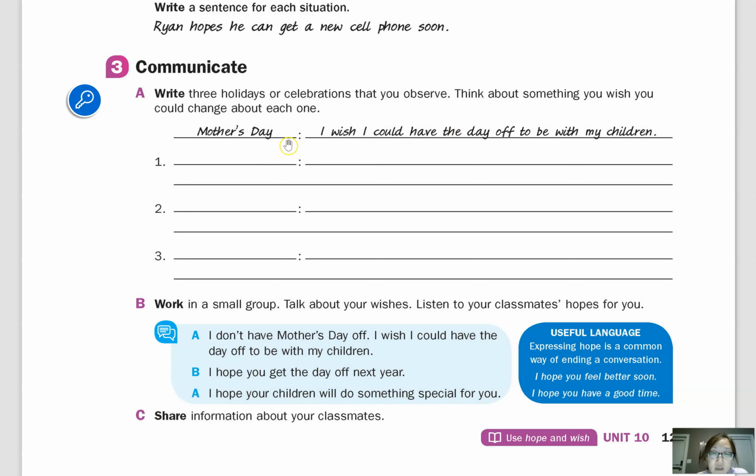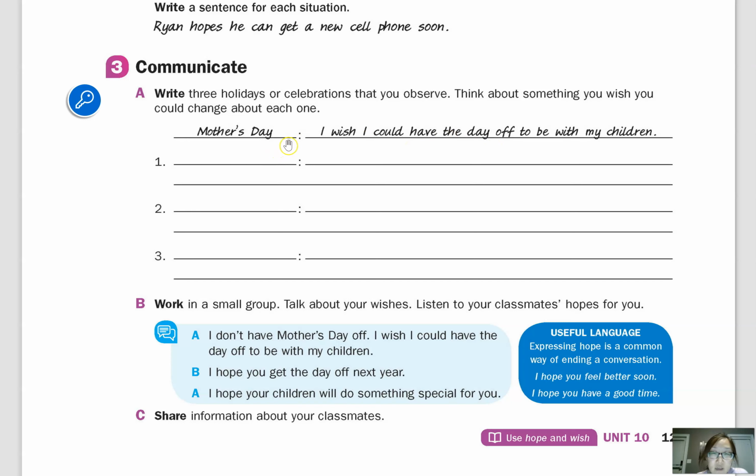And if you look at this conversation, it gives a little bit more detail. I don't have Mother's Day off. I wish I could have the day off to be with my children. I hope you get the day off next year. And then, I hope your children will do something special for you. So you can see that even though it's talking about the future, you use the present tense. And in this case, you can see the usage of will, but we use hope, not will hope. Okay.